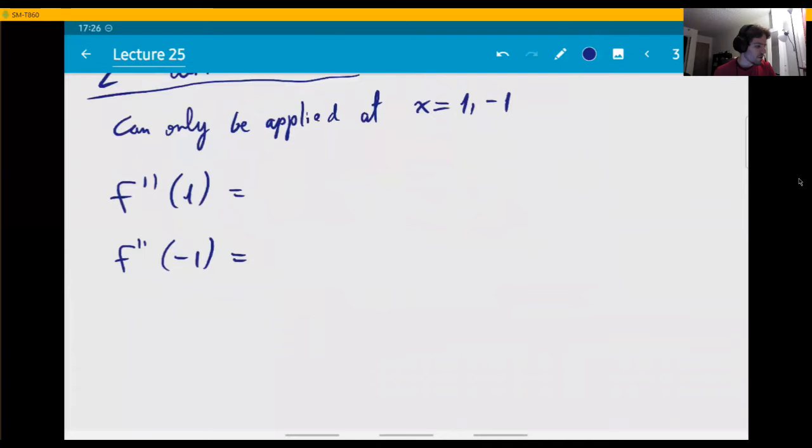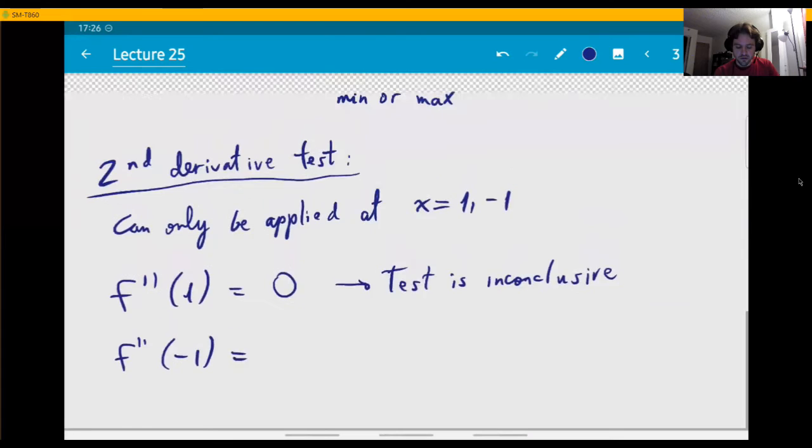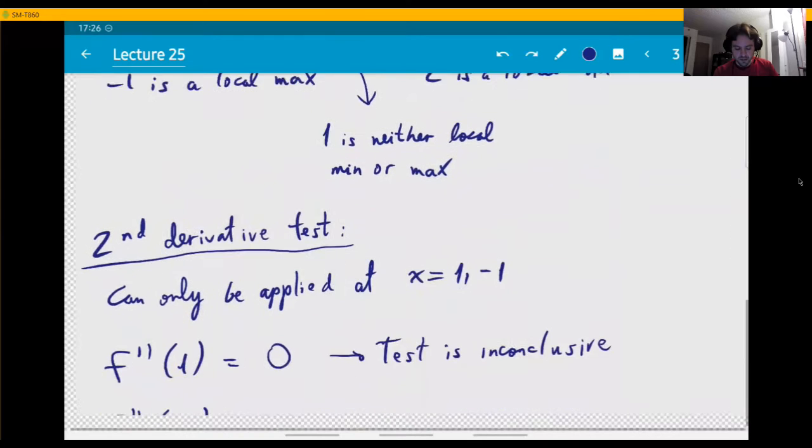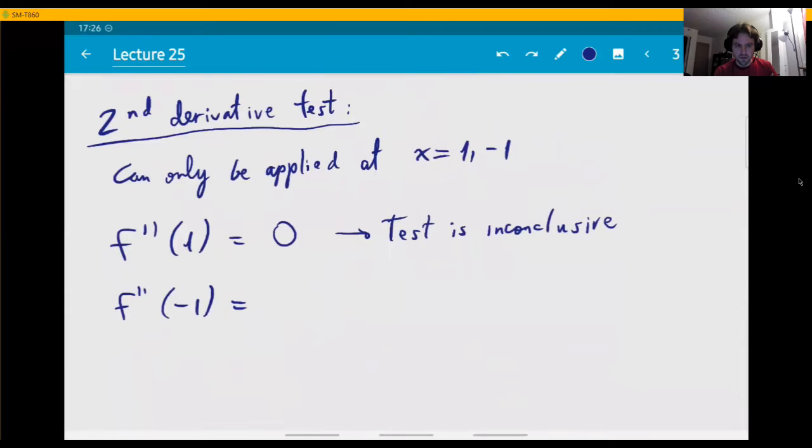What you're going to see, for 1, that's very easy. There is a factor of (x minus 1) to the third in the formula. So this is giving you a 0, which means the test is inconclusive. Unfortunately, this test does not tell you anything about this point. We already know it is actually a local, what was it? Oh, it was neither, right? In this case, here it is. It could have been max or min. This test would not know.